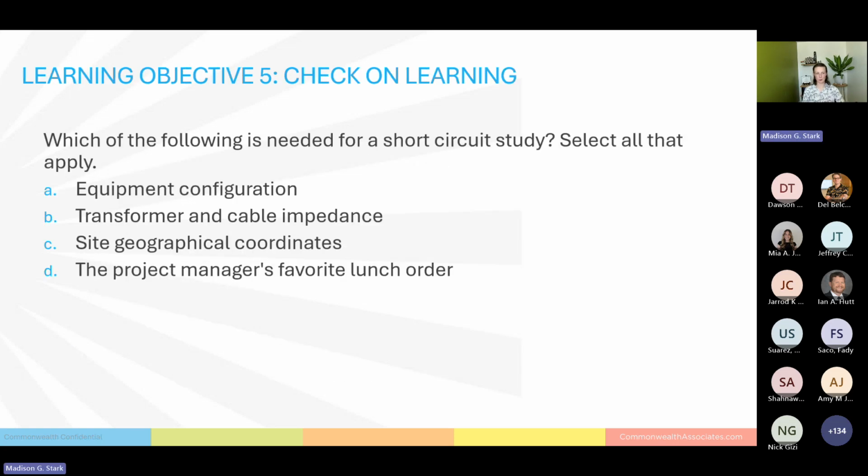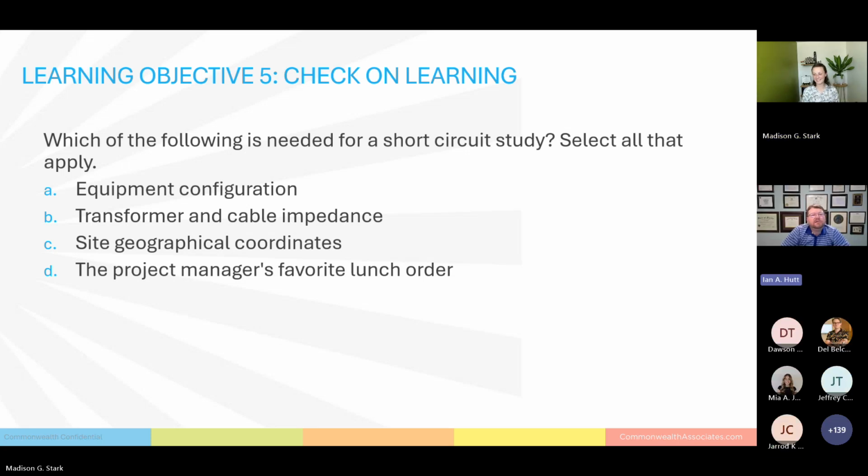Okay, turning to objective 5. That was a quick one. All right, no worries. Which of the following is needed for a short circuit study? Select all that apply. The equipment configuration, transformer and cable impedance data, site geographical coordinates, or the project manager's favorite lunch order. Select and hit submit.